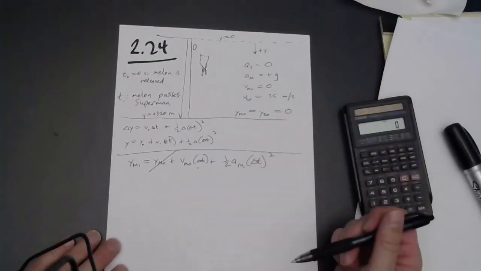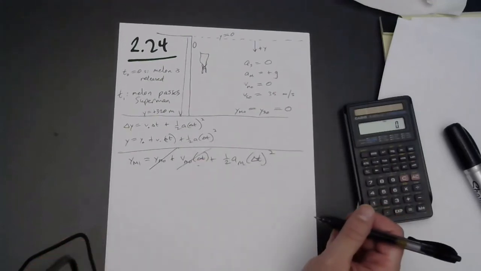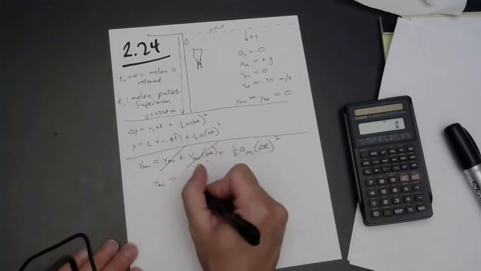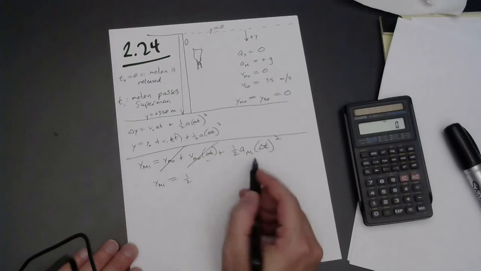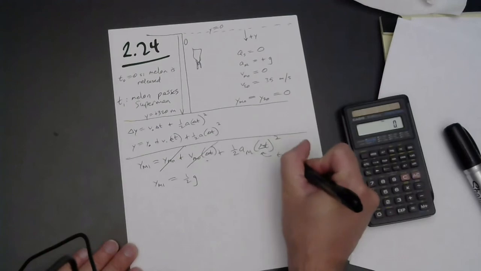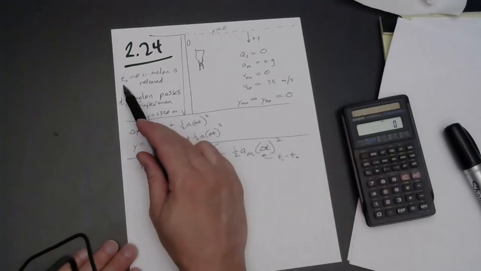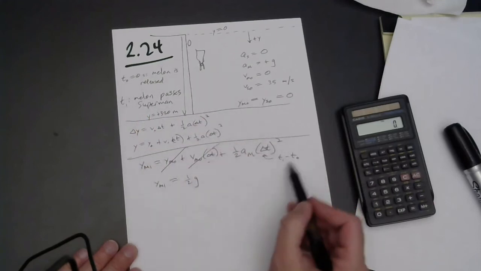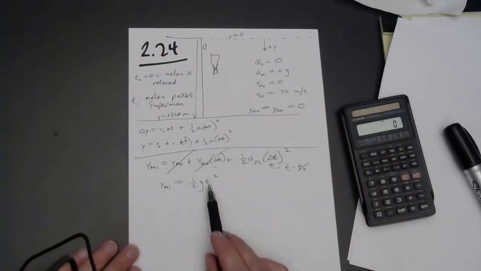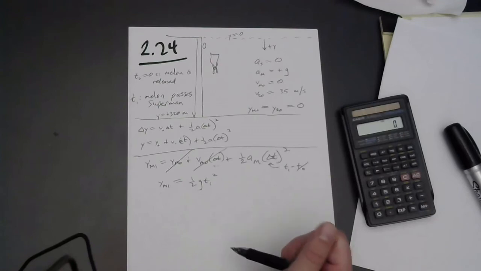I can cross this term out because of my choice of coordinate system. The melon starts out at a y coordinate of 0. I can also cross this term out because it's dropped from rest. So where is the melon at time 1? And now I can plug in the acceleration of positive g. And delta t is really t1 minus t0, but I conveniently chose t0 to be 0 seconds. So this just becomes t1 squared. So this is where the melon is at time t1. Its coordinate depends quadratically on t.